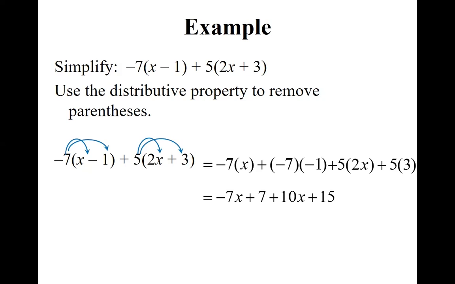We have some like terms. Negative 7x's plus 10x's is 3x's. And then positive 7 plus 15 is positive 22, plus 22.